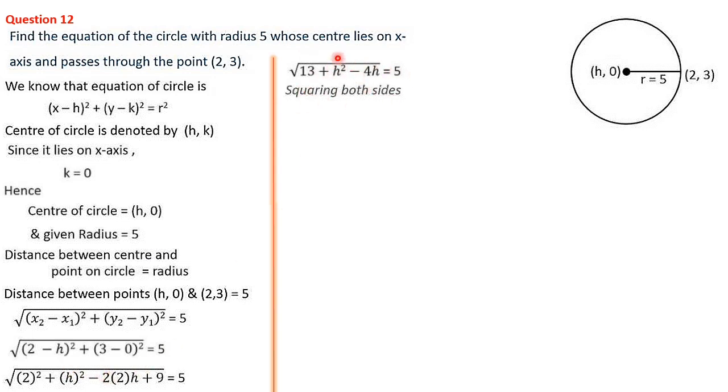Let's square it because the square root is there on the left side. We don't want that square root because we want to find the value of h. Squaring time: on the left side the square root will go, and on the right side the square will come.